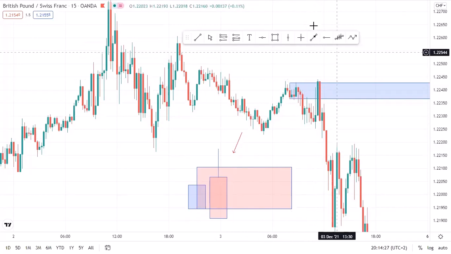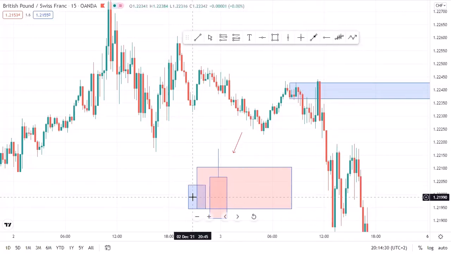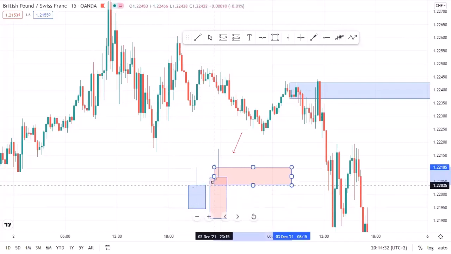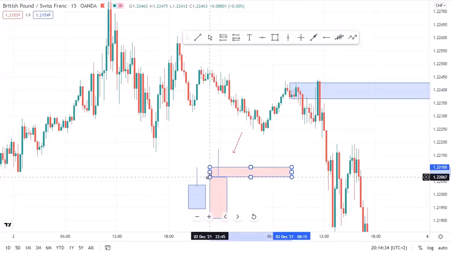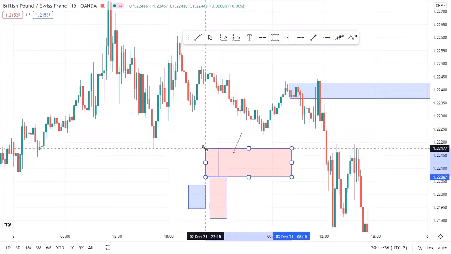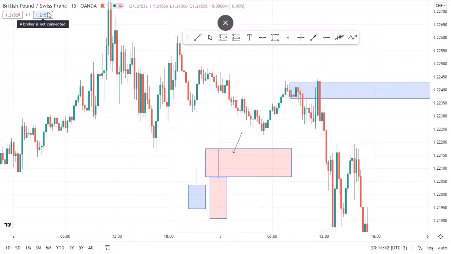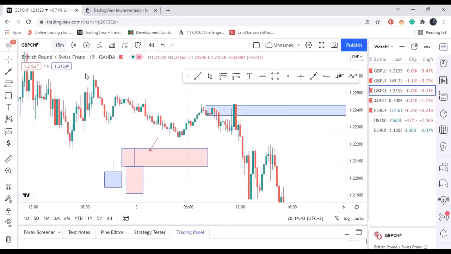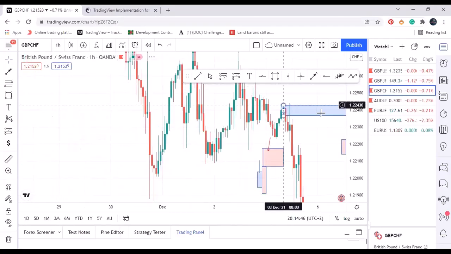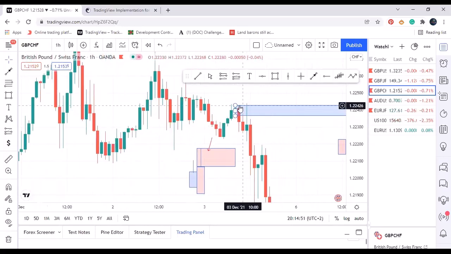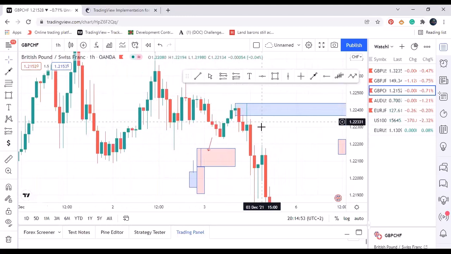So what do you do if you have this? You don't mark this OB. You mark the wick as your order block. Now this is what we call a rejection block. That's what we are marking. And if you mark that, let's go to H1 and mark it like that. And we come back to M15. We see how it looks. You see, this is the wick. So you're going to mark with the wick like that. You see, the candle and the wick.